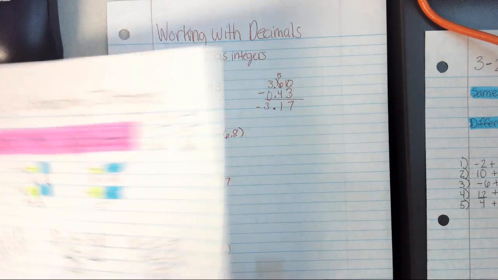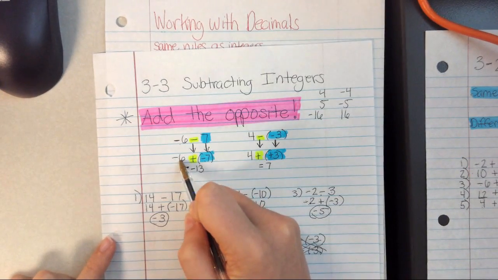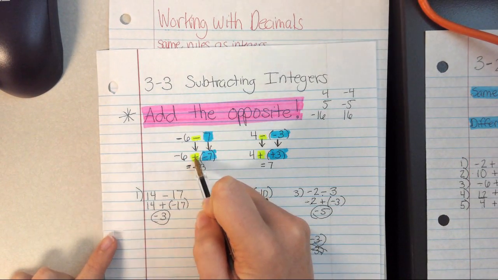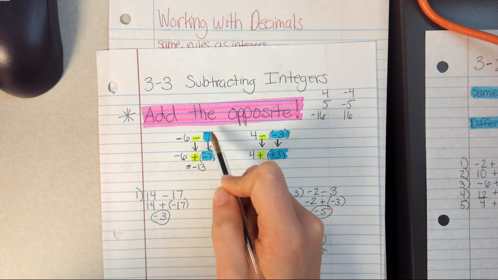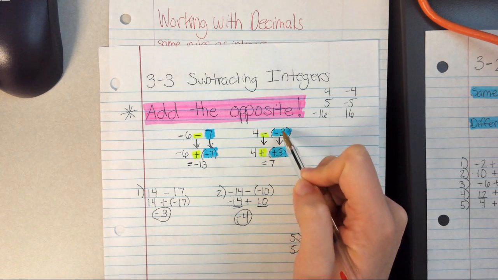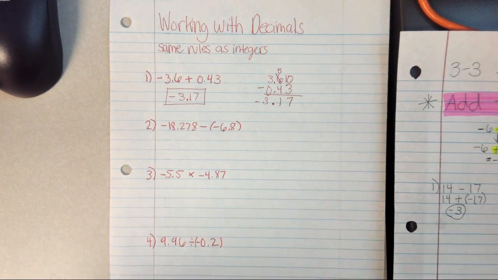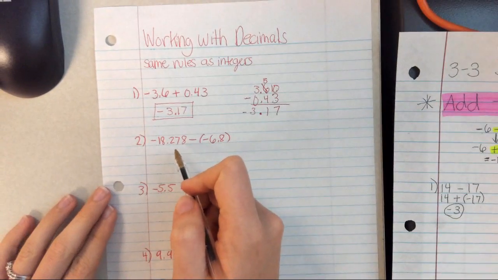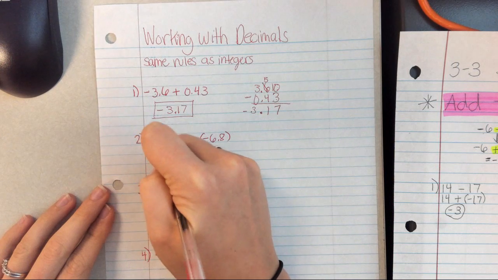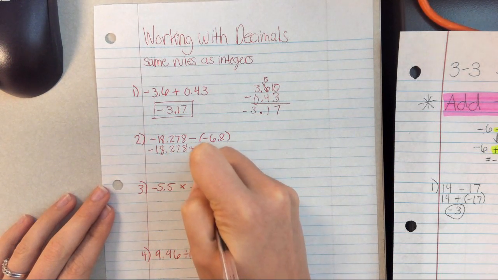Now, when we're subtracting, again, rules still apply. Our rule for this was to add the opposite. Remember, first number stays the same, subtraction turns to addition, and whatever the number is, it changes to the opposite. So if it's positive, it goes negative, negative, it goes positive. So when we look at this, whenever you add the opposite, you always want to rewrite the problem. Negative 18.278, add the opposite.